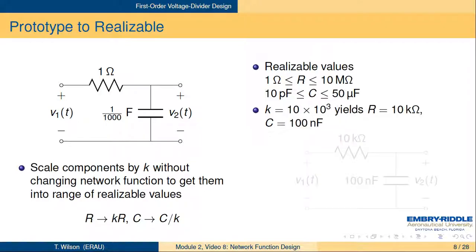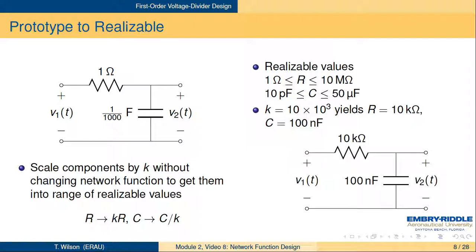So in this case, we pick just a scale factor of 10,000. We get a 10 k ohm resistor and a 100 nanofarad capacitor, or a 0.1 microfarad capacitor, however you want to think about that. And this is perfectly realizable this way. You could go to the lab and go into the parts bins and find components near these values, if not exactly at these values.